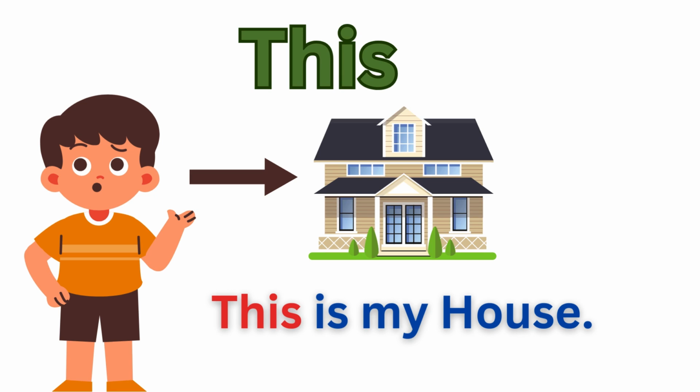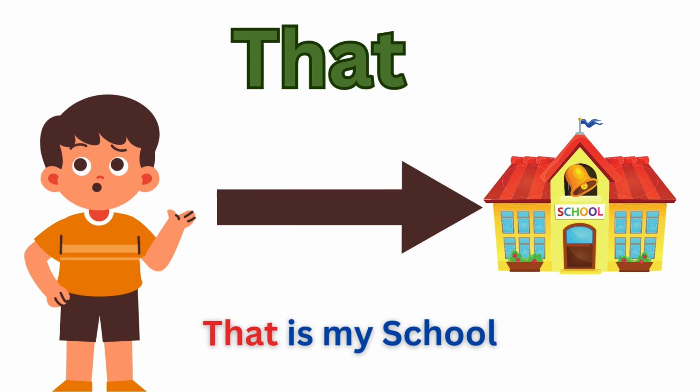This is my house. Here we use this because in this picture the boy is talking about his house which is near to him. So this is my house. That is my school. Here we use the word that because in this picture the boy is talking about his school which is far from him. That is my school.